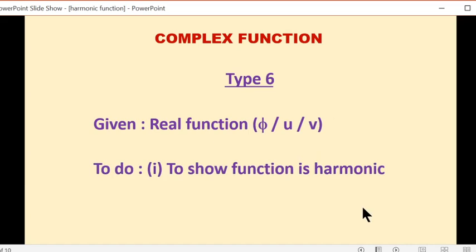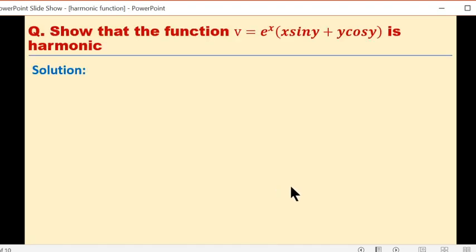What we need to do is show that the function is harmonic. So how do we show that the function is harmonic? We have to show that it satisfies the Laplace equation. And to show that it satisfies the Laplace equation, we need the second order derivative of the given function, with respect to x and with respect to y. Okay, let us look at this particular problem.